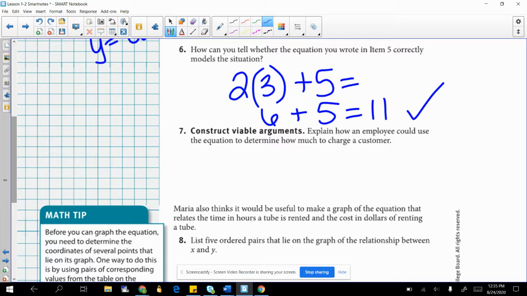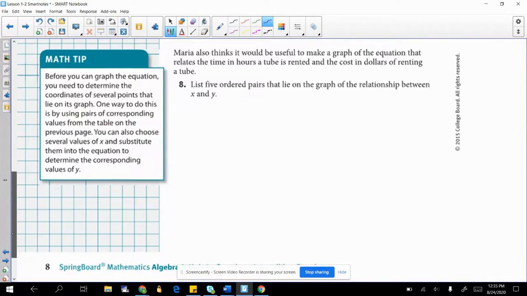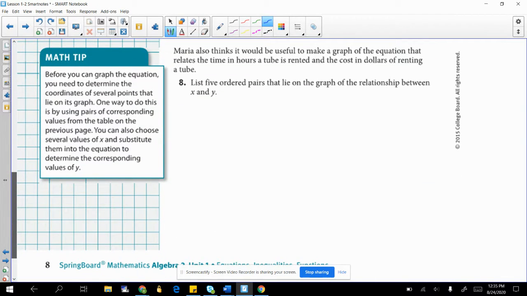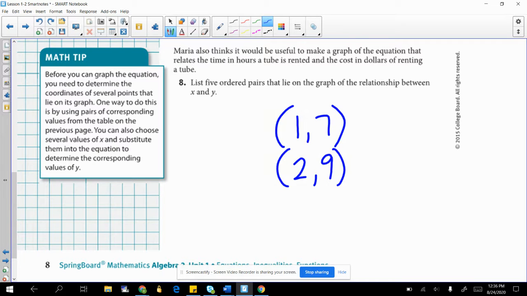Okay, cool. All right, let's move right along here. It says here, Maria also thinks it would be useful to make a graph of the equation that relates the time in hours a tube is rented and the cost in dollars of renting a tube. So for number 8, it says to list 5 ordered pairs that lie on the graph of the relationship. So those could again just be from the table. So we had (1, 7), (2, 9), and so on and so forth. You can list those 5 from the table.